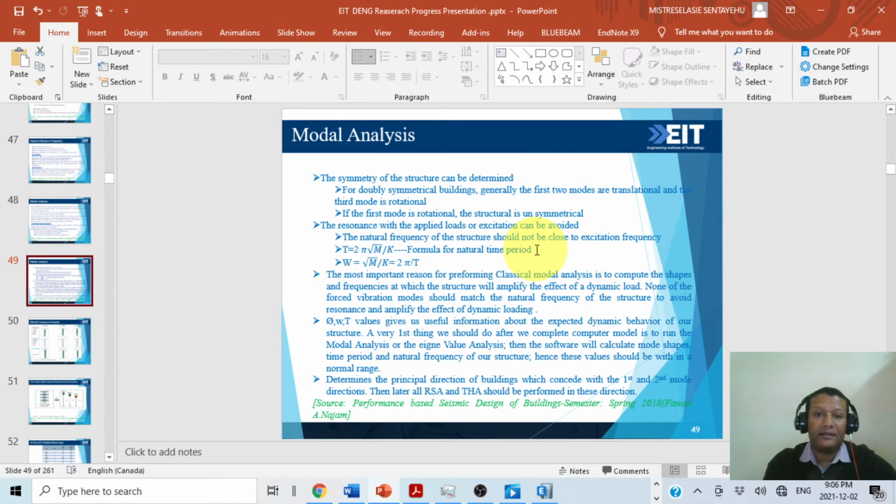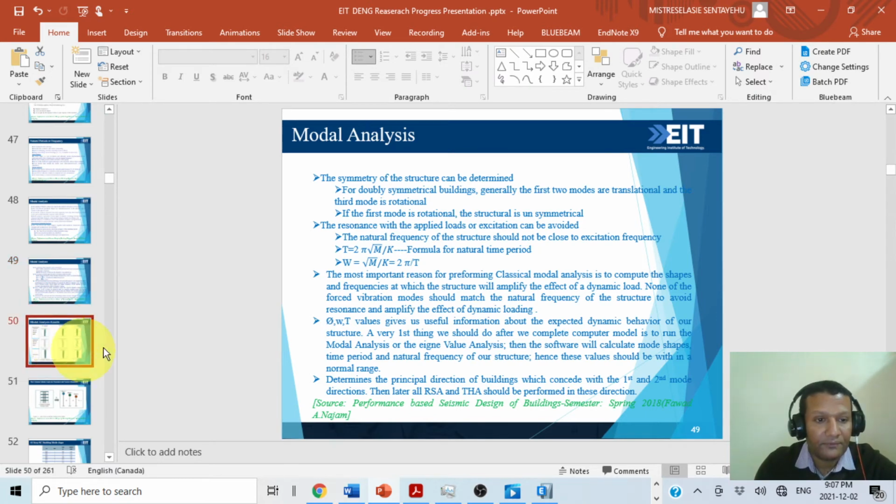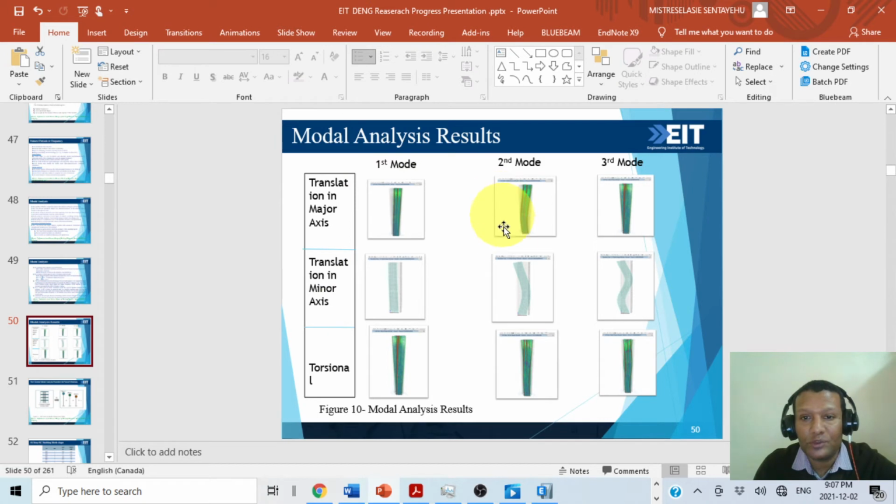So why do we make classical modal analysis? What is the secret behind? This is the heartbeat of a structure, the fundamental period, time, all these things are assessed here. That's why we start our analysis with classical modal analysis. So these are the results: first mode, second mode, third mode, as I showed you now. The third mode is torsional, the second mode is in the Y dominant direction, the first mode is in the X direction in our case.